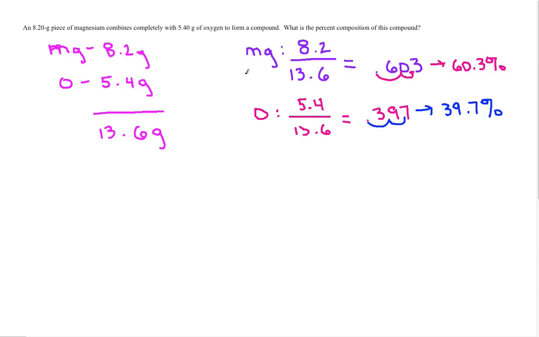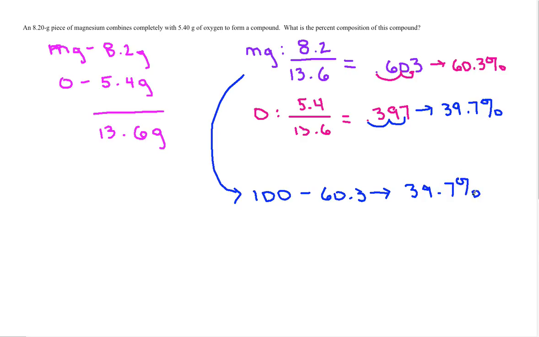So the other way that I can do this, instead of having to calculate oxygen this way, is to just take 100 and subtract 60.3 from it. And what I get is 39.7. If you want to do it this way, that's fine. I kind of like doing it this way so then I can go and check my work. But notice they're the exact same thing. It's 39.7%.